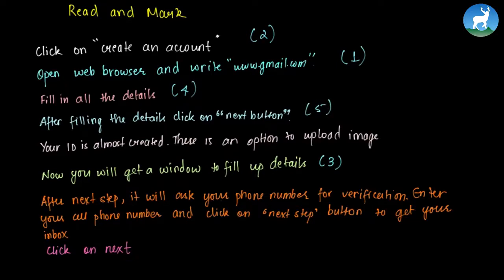After next step, it will ask for your phone number for verification. Enter your cell phone number and click on next step button to your inbox. So this must be our 6th step. So after next step button to your inbox, now your ID is almost created, and then it asks us to upload our image. So this is the 7th step, and click on next is the 8th step. So here we are done with creating an account in Gmail.